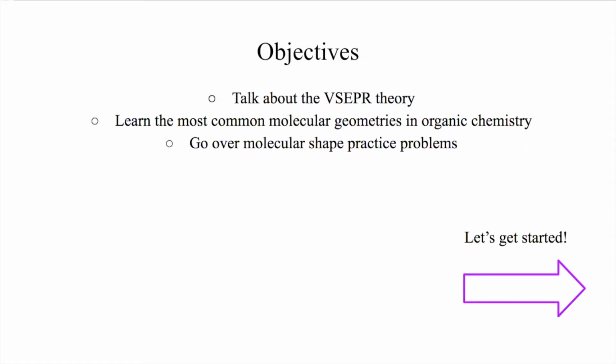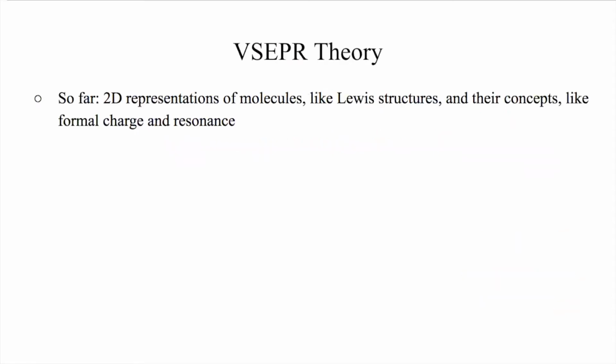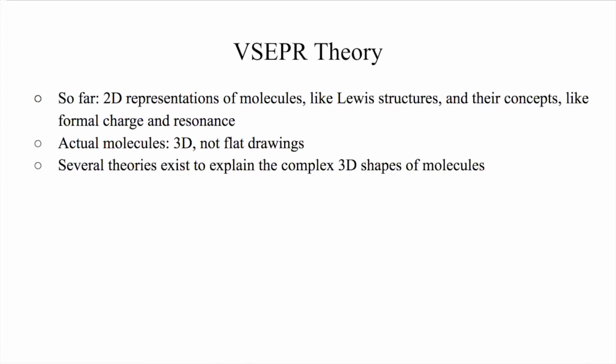Let's get started. So far, we've been drawing 2D representations of molecules, Lewis structures, and discussing all the concepts that accompany them, formal charges and resonance. However, actual molecules aren't flat drawings, they're 3D. Because these three-dimensional shapes are quite complicated, there exist a few theories to explain them. The one we'll be covering today is called the VSEPR Theory.